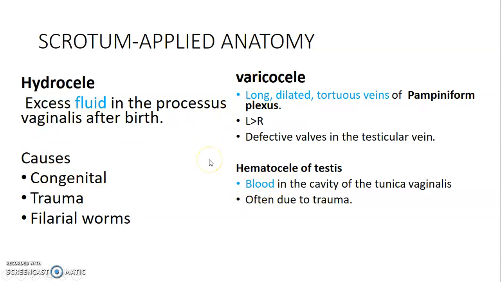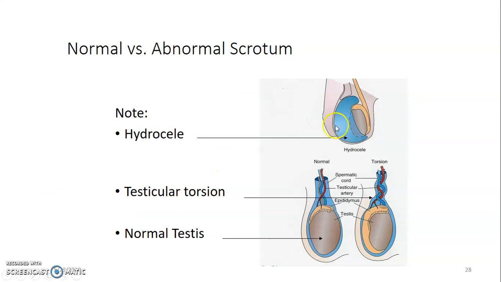Varicocele. Varicosities basically are long, tortuous, dilated veins, and in this case, we're talking about pampiniform veins of the testes, occurring mainly on the left rather than the right, and caused by defective valves of the testicular vein. So this is a hydrocele, a clear fluid collection in the scrotum.